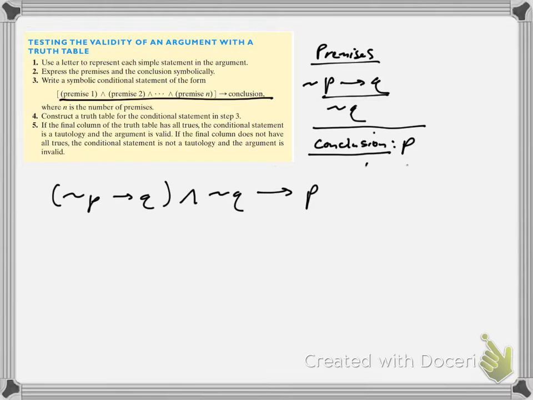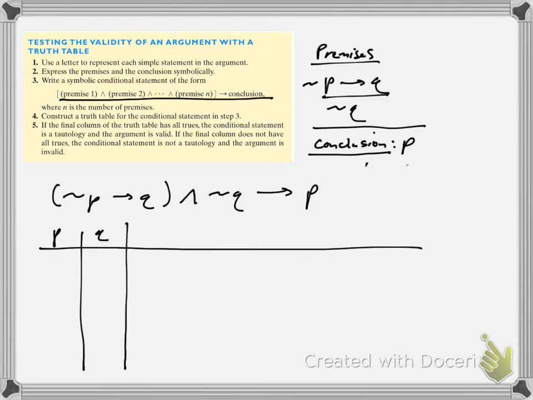So what I need to do is make a truth table for this, just like we did in the previous section, where I do a P and a Q. Looks like I'm going to need a not P column and a not Q column because those both show up.